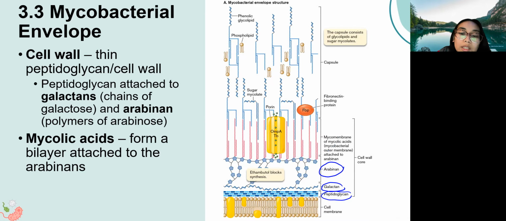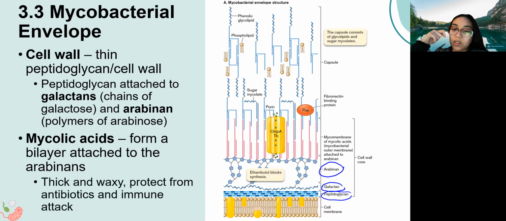And what is mycolic acid? It's a very thick, waxy material. And these bacteria are very protected against antibiotics and the immune system because of the mycolic acid. So Mycobacterium, which is the type of bacteria that have this envelope, are typically very pathogenic. So Mycobacterium tuberculosis, for example, causes tuberculosis. So a lot of these guys cause disease, so they're very interesting.